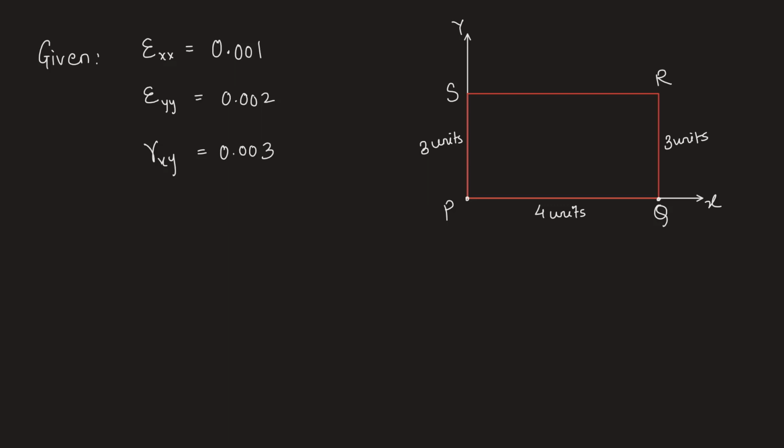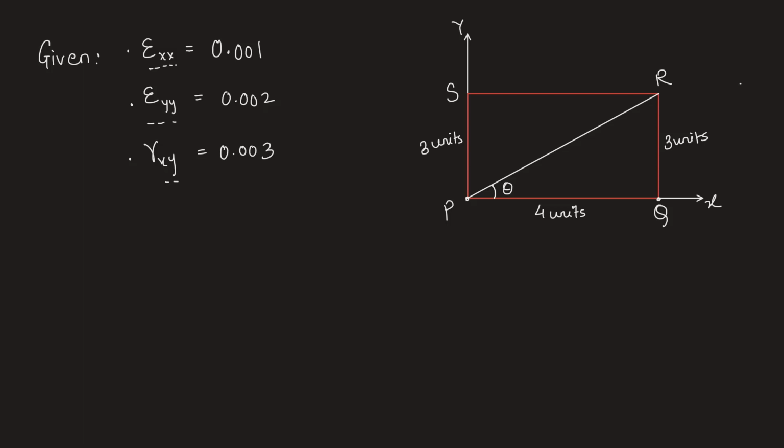Now we need to find out the elongated length of the diagonal. So PR is the diagonal which is making an angle theta with the side PQ, and we need to find out how much the length of the diagonal has changed when this rectangular region is subjected to these strain values. This gives us an axial strain in x direction, this gives us an axial strain in y direction, and this gives us the shear strain.